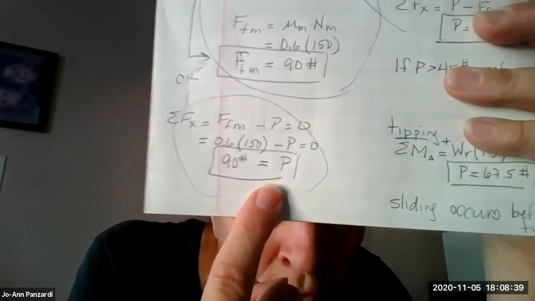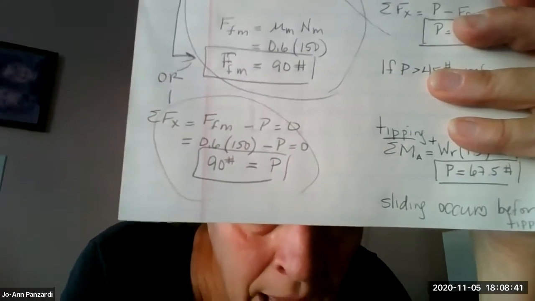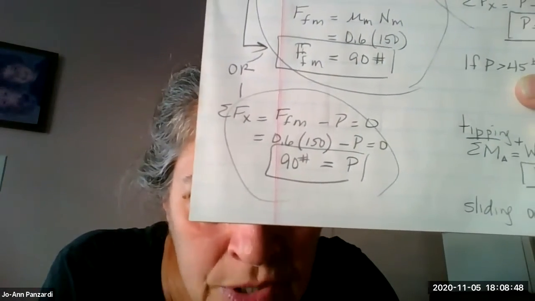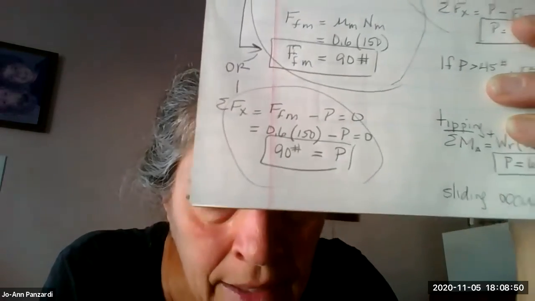It means that in order for him to move, he's got to apply more than 90 pounds. If he doesn't apply 90 pounds, he's not sliding backwards. I think this is a better way. So let's cross this out and say P needs to be greater than 90 pounds for the man to slide backwards. I should say to the left.